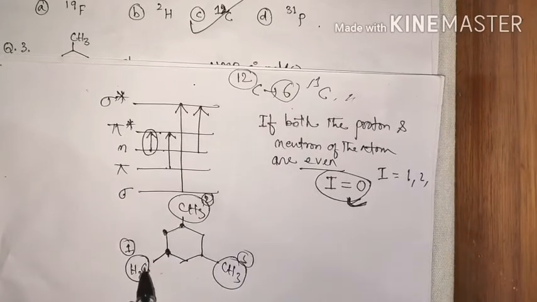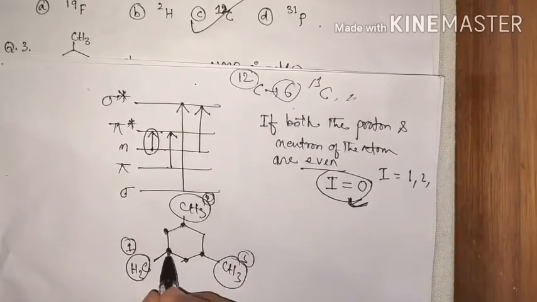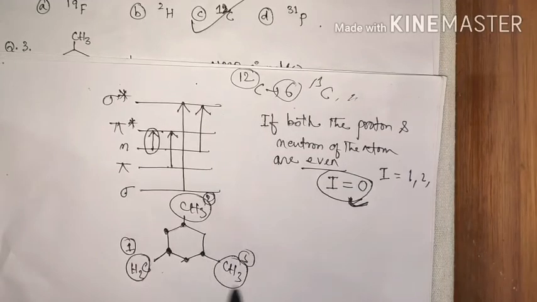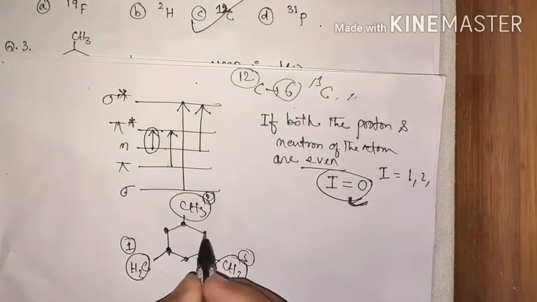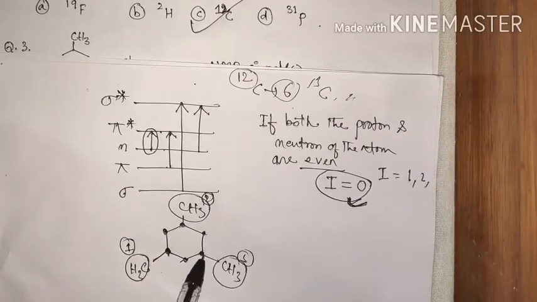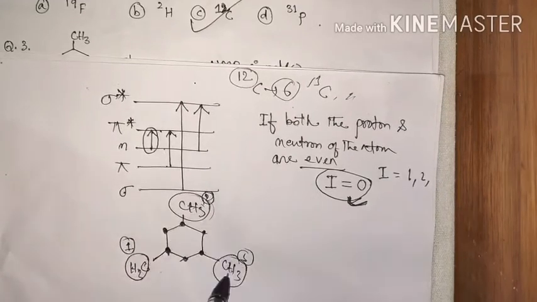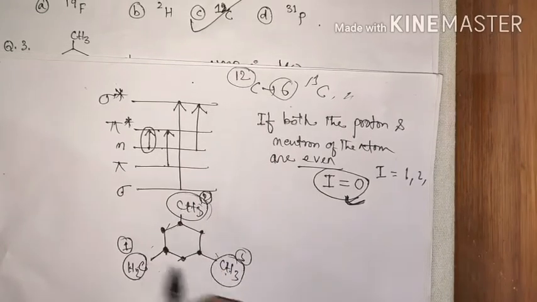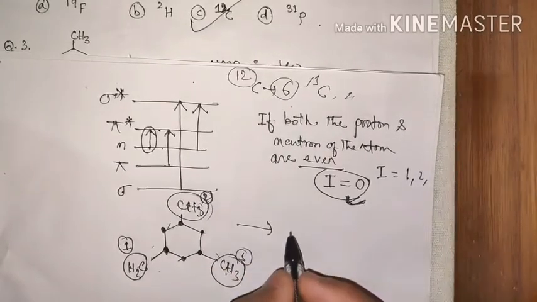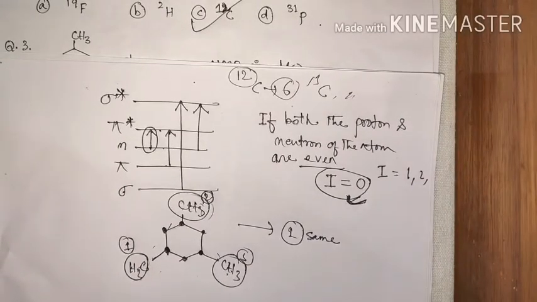Similarly, this methyl group is separated from this methyl group by 3 carbons, and this methyl group also by 3 carbons. It is separated, and this methyl group from here is separated by 3 carbons. So these 3 methyl groups are in the same environment. If all these 3 methyl groups are in the same environment, then they are going to give a single signal.